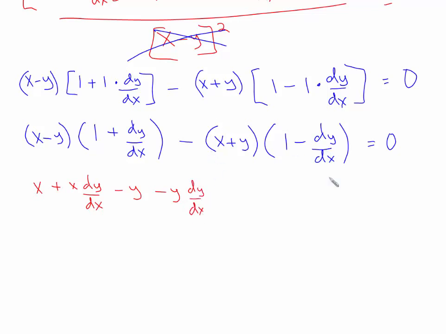Same thing over here, and now here's where you have to be careful with the algebra again. You're subtracting this value. So we're going to FOIL this first. So we have minus, put this minus right here, and then we're going to FOIL all this. x times 1 is x. x times negative dy dx, negative x dy dx. Then we have positive y, and then we have negative y dy dx.